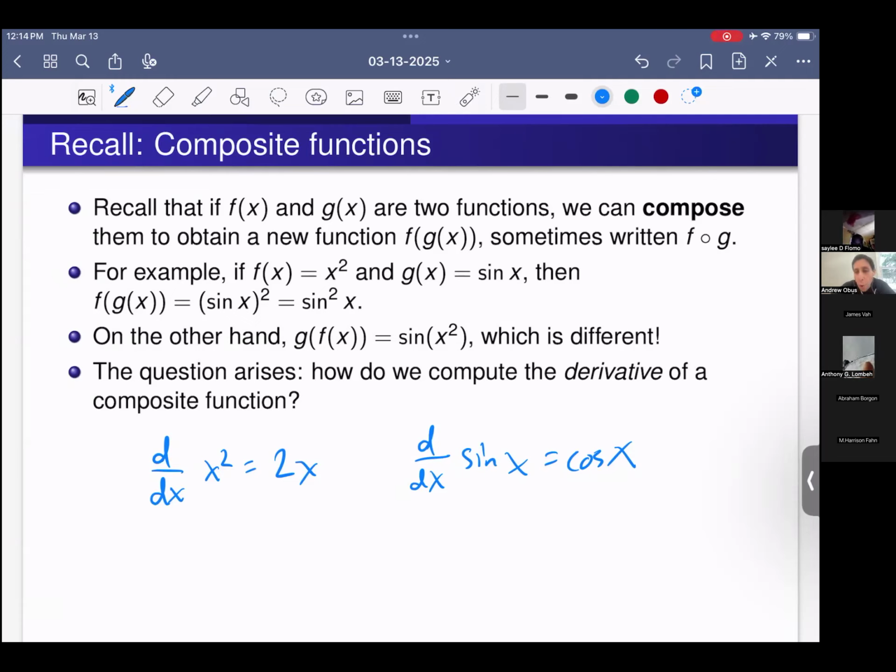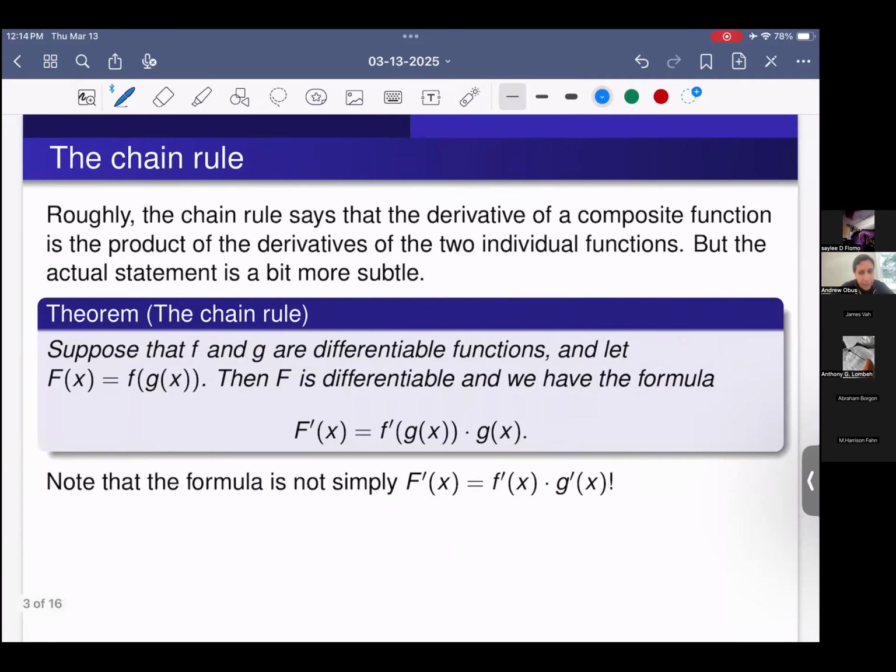So the question is, if we know these individual derivatives, how do we compute the derivative of the composition? The answer is we use what's called the chain rule, which is one of the last derivative rules we're learning. Roughly, what does the chain rule say? The chain rule says that the derivative of a composite function is the product of the derivatives of the two individual functions. But the actual statement is a little bit more subtle.